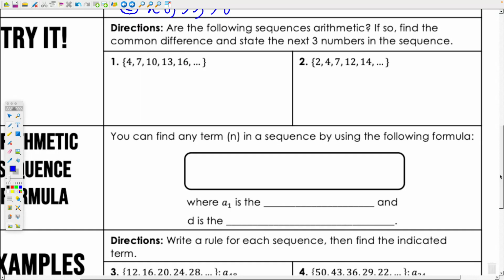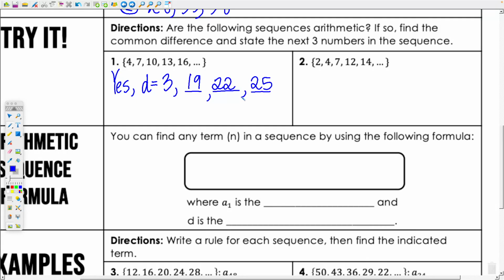All right. By now, I think you probably got it. Number 1, yes or no? Yes, it is arithmetic. What is the common difference? 3. Yes, good job. And then what are the next 3 numbers? 19, 22, and 25. Nice job.